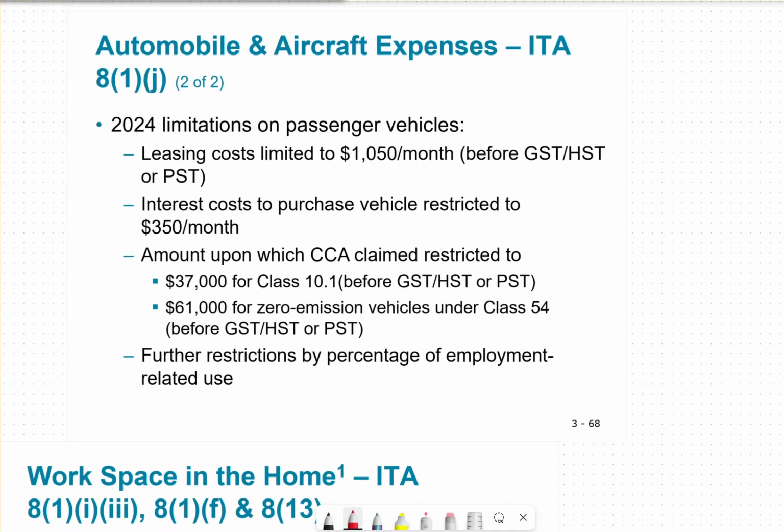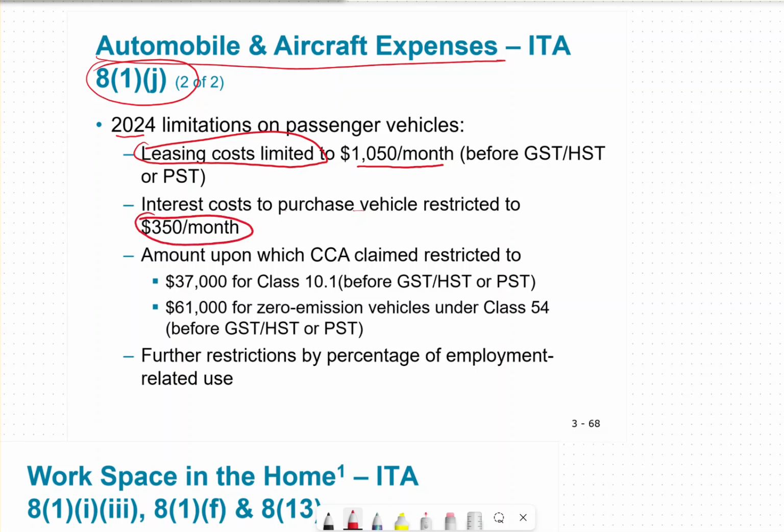Now we have automobile and aircraft expenses. These are some of the expenses covered under ITA Section 8. In 2024, the limitations on automobile expenses are as follows. The leasing cost is limited to $1,050 per month before GST. Interest cost to purchase the vehicle is restricted to $350 a month. So if you're paying more interest expense, you're only allowed to deduct $350 as an expense.